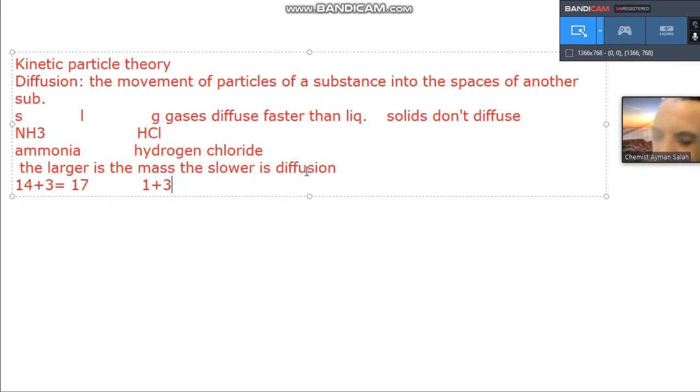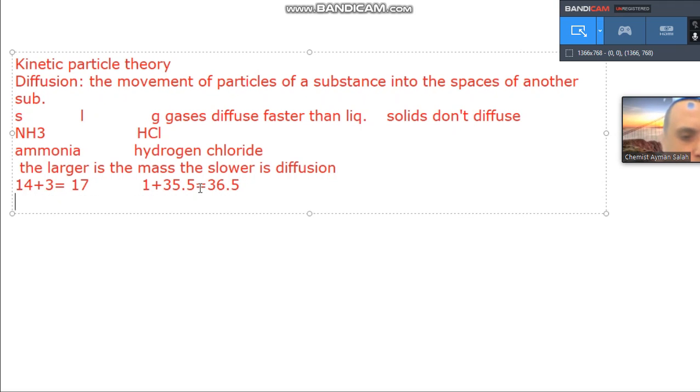1 plus 35.5, so it will become 36.5. So which one has larger mass? Ammonia or hydrogen chloride? Hydrogen chloride has a larger mass, so hydrogen chloride will be slower. So ammonia will be faster and hydrogen chloride will be slower. Okay? So the diffusion of ammonia is larger than the diffusion of hydrogen chloride.